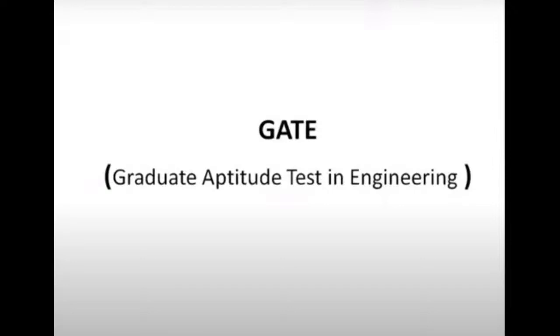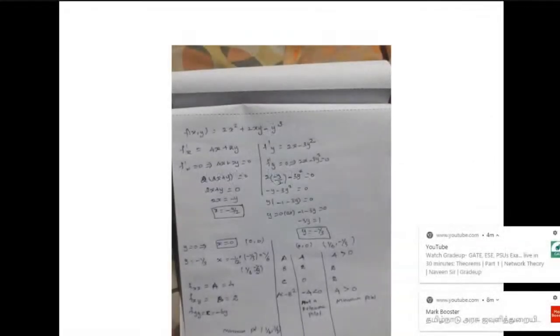F of x comma y is equal to 2x square plus 2xy minus y cube. Here first we have to find the f dash of x. 2x square gives 4x, so 4x plus 2y. Then f dash of y: while differentiating 2x square, this is 0. This is a partial differential. Here, 2x minus 3y square.